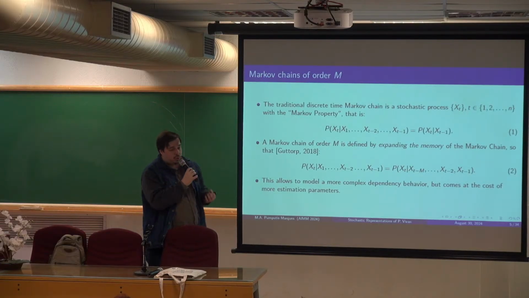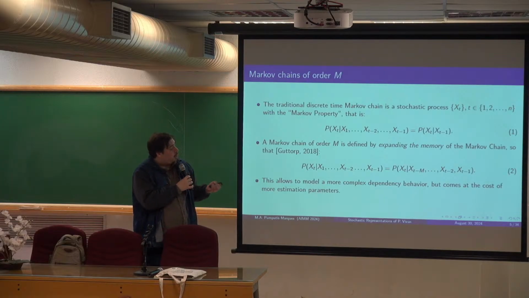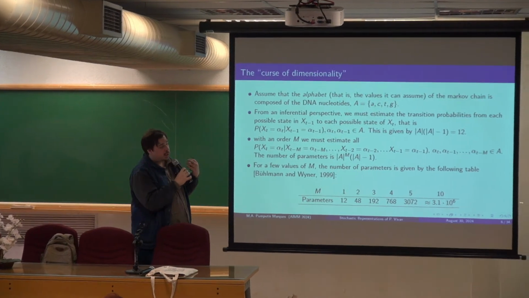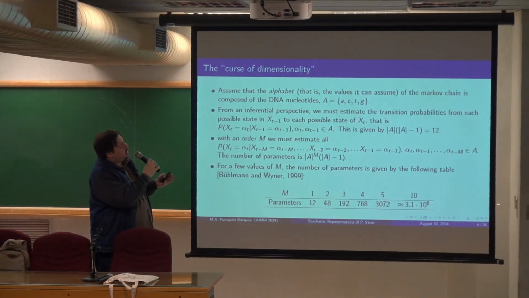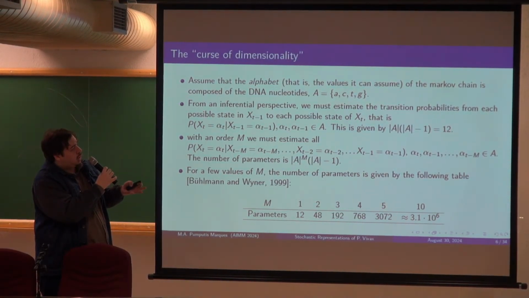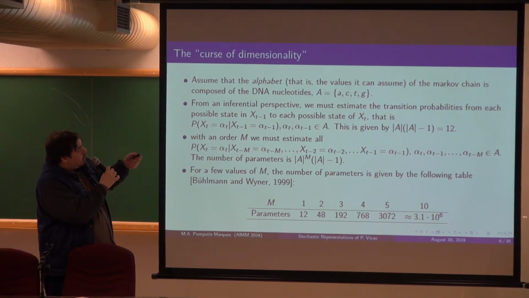So instead of looking only at the immediately previous realization, we look at a few more realizations, M more realizations, right? This allows for a more complex dependence behavior, but it also comes at a cost, which is the number of estimated parameters, right? So assume that we have a Markov chain to explain how a DNA sequence works, and this chain is composed of 4 elements, right? The 4 nucleotides A, C, T, and G. So this is the alphabet.